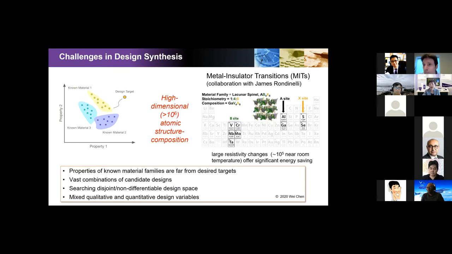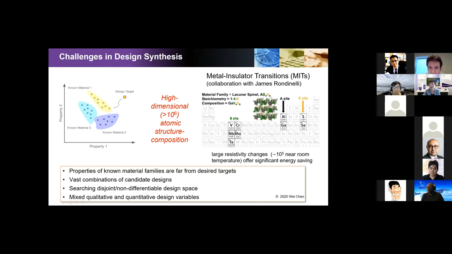But on the other hand, we encounter an issue: in many of the cases, we don't have enough data, right? So here's an example of my collaboration with a colleague in material science in designing a metal insulator transistor. And this kind of problem has a very large design space, in the millions range, because of the material. This is one material family called the lacunar spinel, right? It is represented by this thing called ABX.